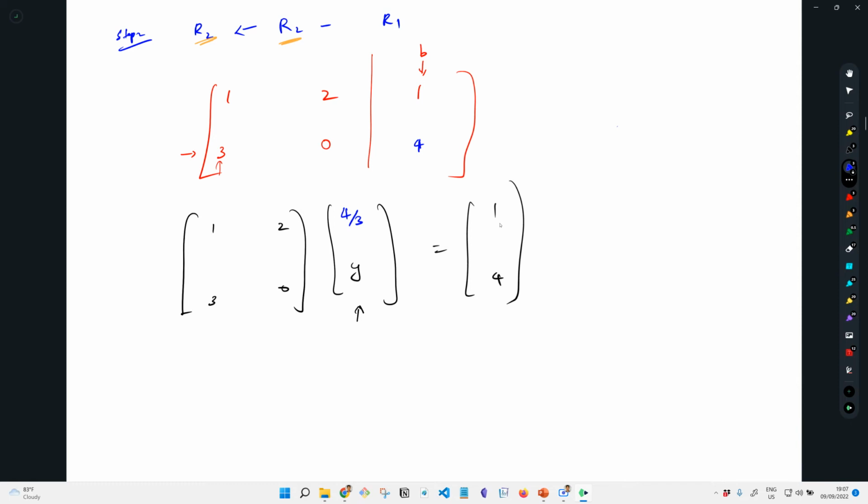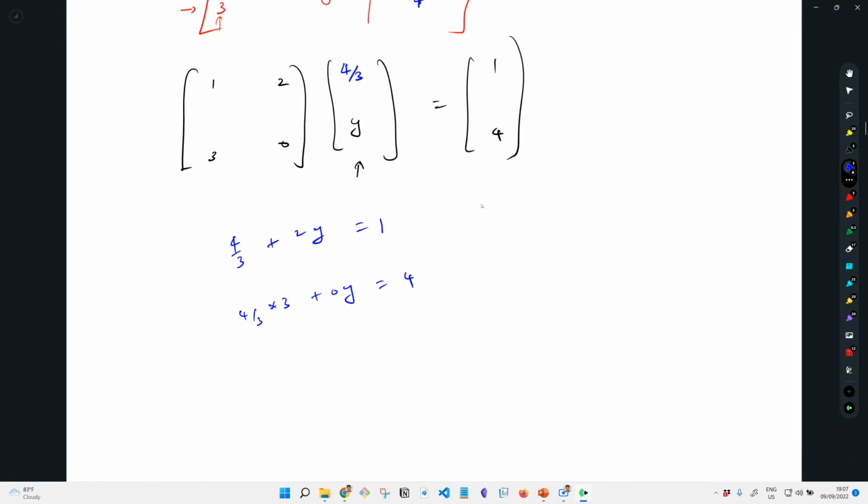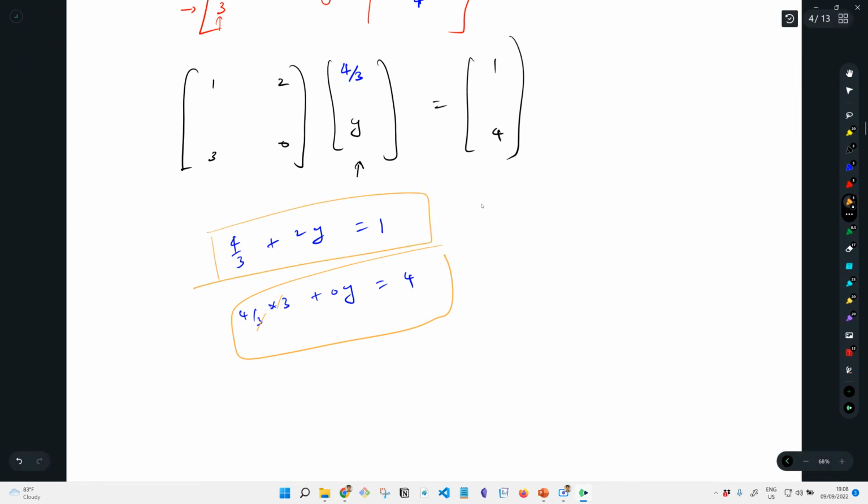Now when you multiply this matrix, what will happen? 4 by 3 plus 2y equals 1. 4 by 3 into 3 plus 0 times y equals 4. Do you see what is happening here? This 3 and 3 will get cancelled, and this equation is also consistent. And one beautiful thing is you got again one equation with just one unknown. From this equation you can get y equals (1 minus 4 by 3) by 2.